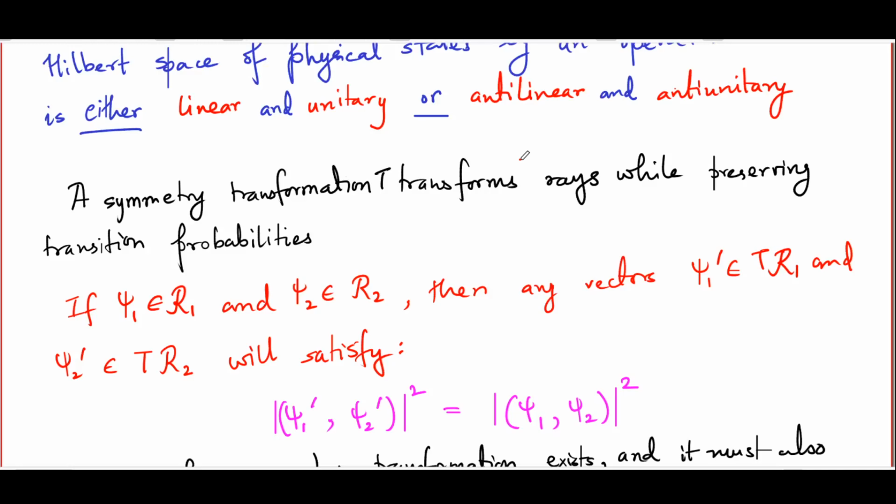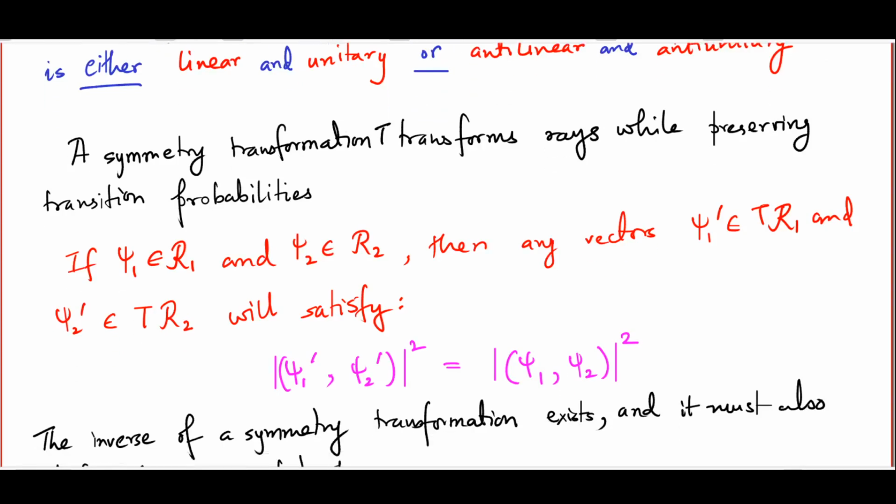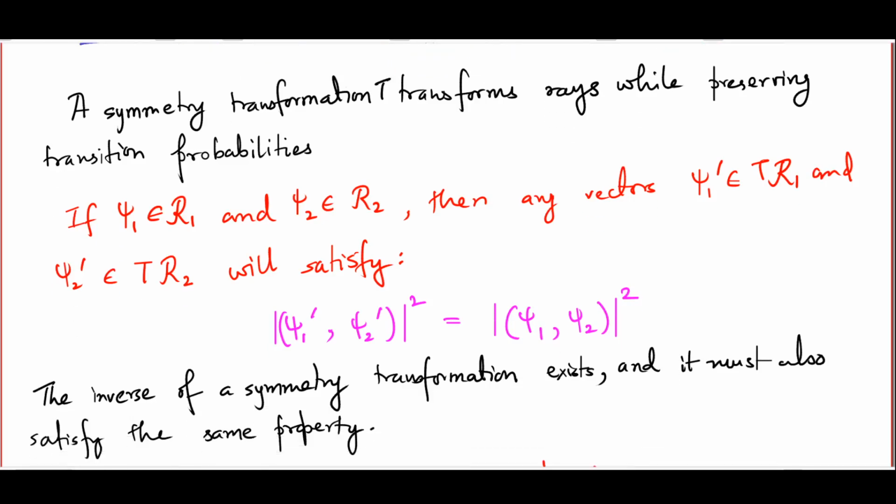In fact, it is this ambiguity which you can use to your advantage to bestow on your operators certain advantageous properties. And that is exactly what we are going to do to show that you can always choose these phases in such a way that you are going to end up with either a linear and unitary or an antilinear and antiunitary operator. In addition to this demand, we make another one, which is simply the fact that the inverse of a symmetry transformation must exist, and not only must it exist, it also must satisfy the very same property, that is, it must also preserve transition probabilities. We will show that based on just these two demands, we can always construct operators which implement these transformations by acting on vectors, and those operators will have the properties that we have just mentioned.